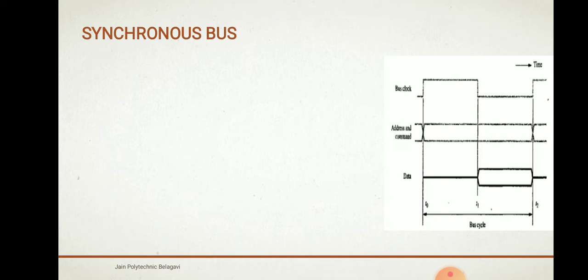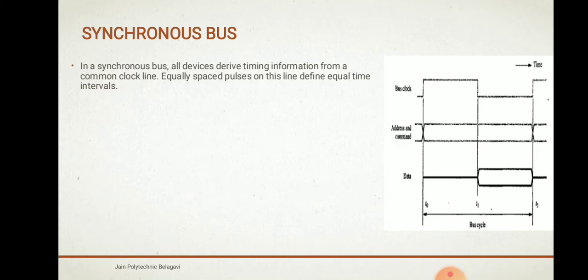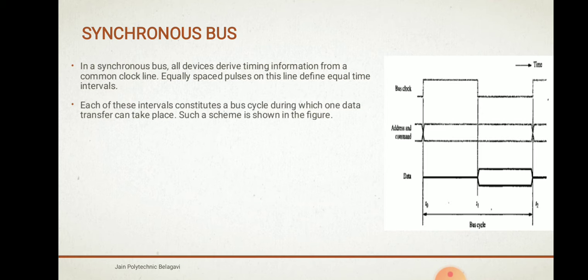Now we see various different types of buses. What is a synchronous bus? In a synchronous bus, all the devices derive timing information from a clock line. Equally spaced pulses on this line will define equal time intervals. As you can see here, each of these intervals constitutes a bus cycle during which one data transfer can take place. Such a scheme is shown in the figure.